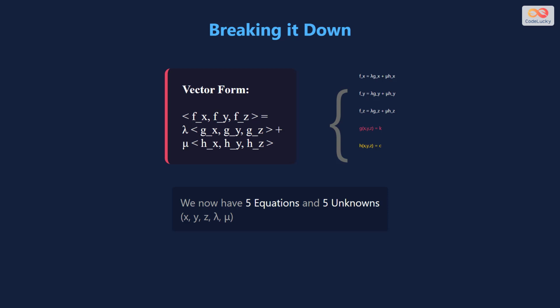Let us break this vector equation into components to see what we actually need to solve. The single vector equation splits into three separate equations, one for x, one for y, and one for z. When we add our original constraint equations, g equals k and h equals c, we end up with a system of 5 equations with 5 unknowns, x, y, z, lambda, and mu.